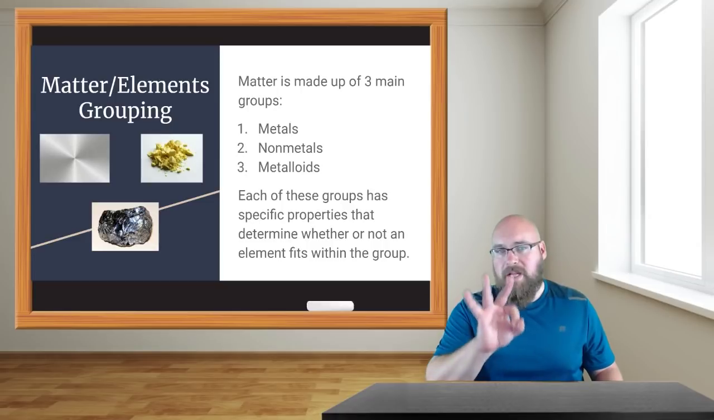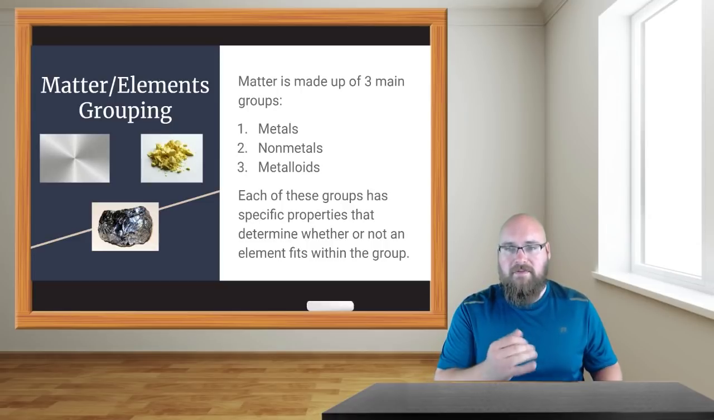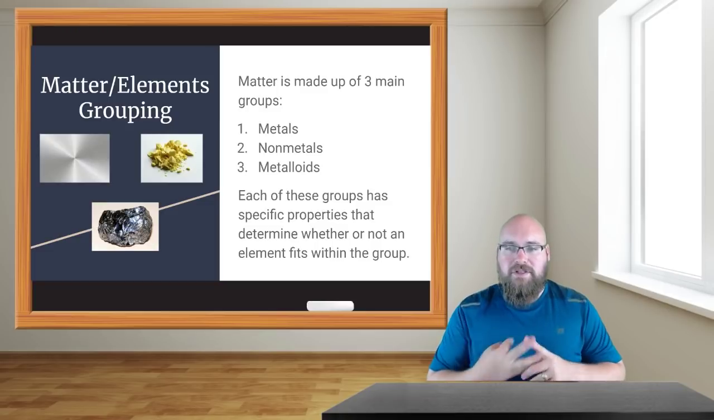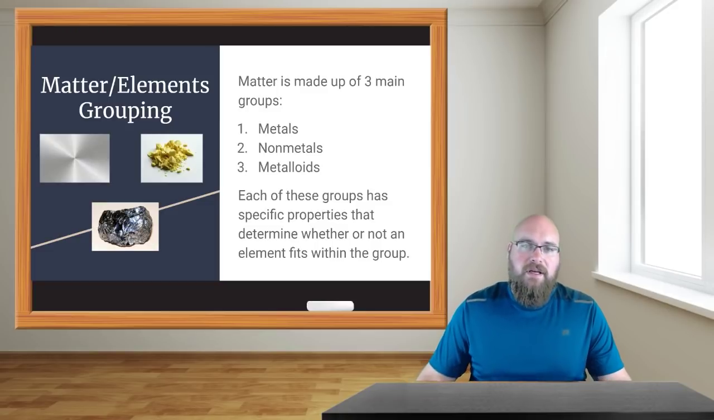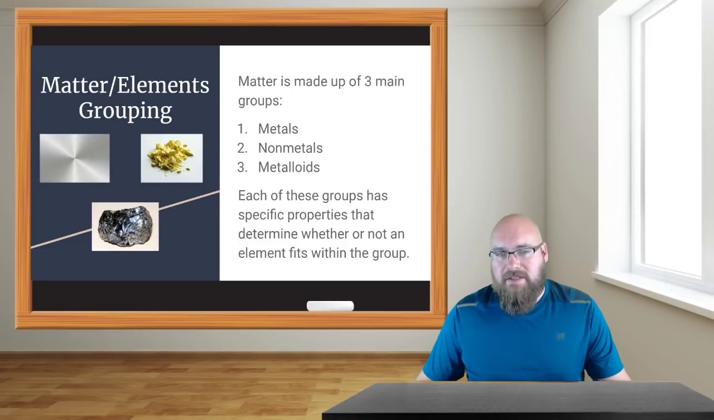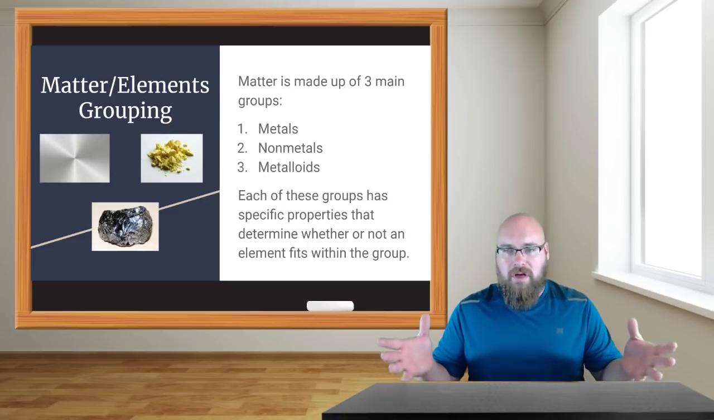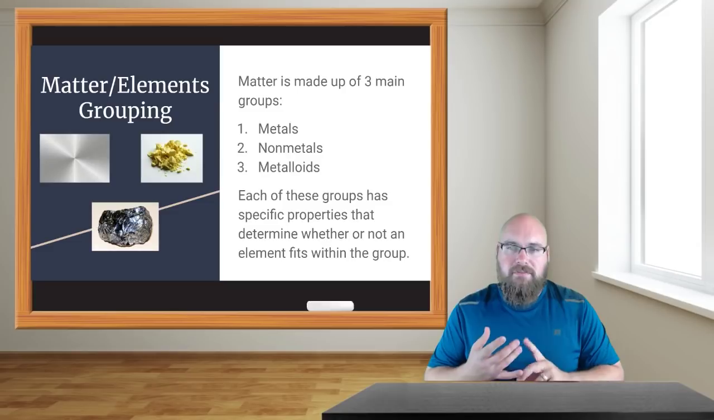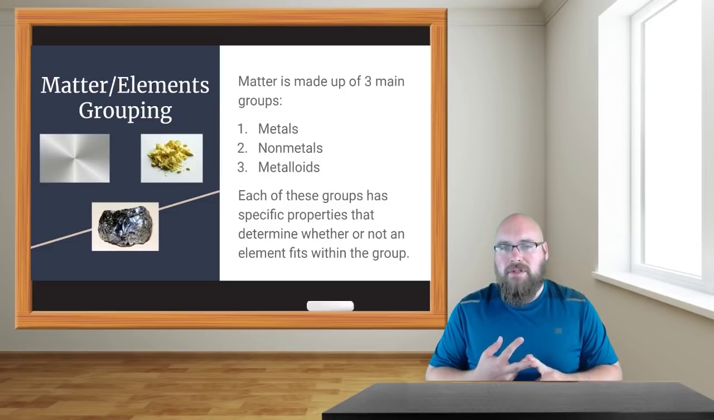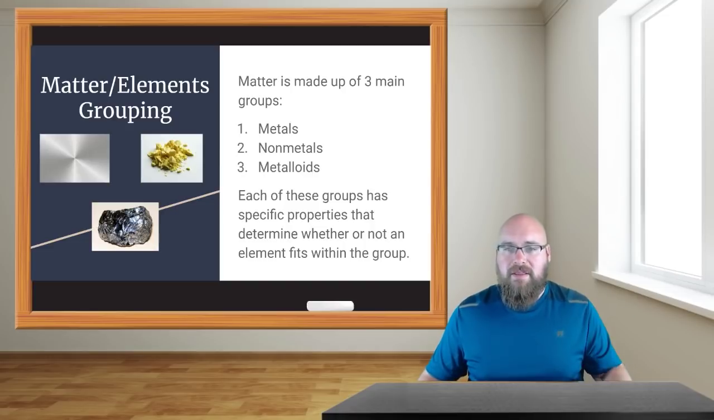So there are three main groups of elements. We have the metals, we have the nonmetals, and we have what are called the metalloids. Each of these groups has a specific set of properties that determines whether or not something can fit within these groups. So if you're a scientist out in the field and you run across something and you wonder, is this a metal, a nonmetal, or a metalloid, you can look at a certain number of properties and make that determination right there in the field.